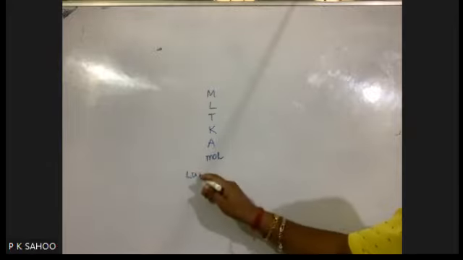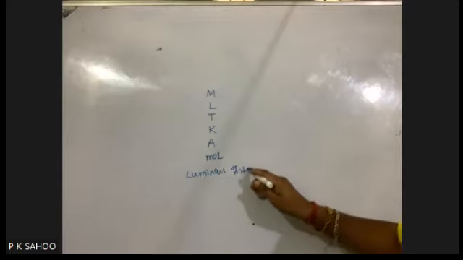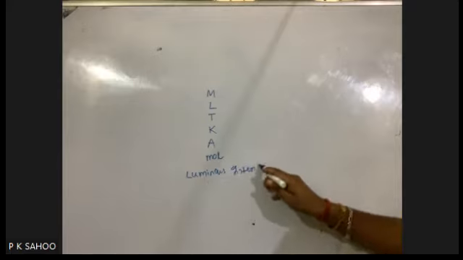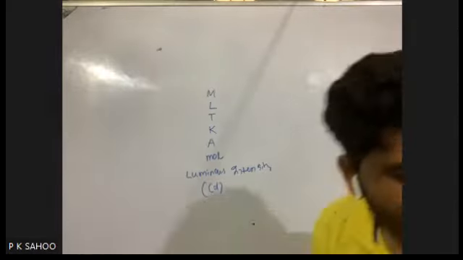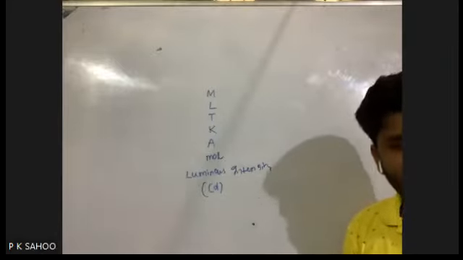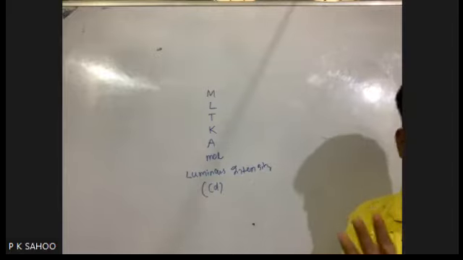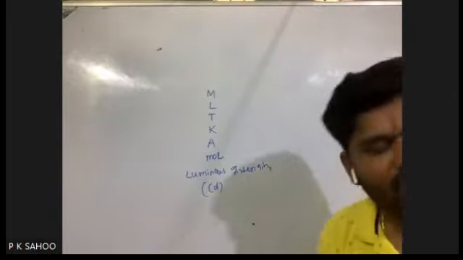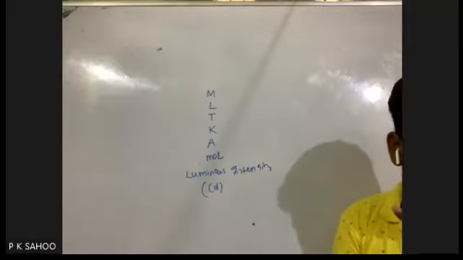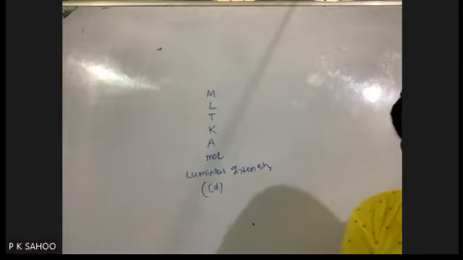And luminous intensity, its SI unit is candela, cd. Okay, so these are the 7 fundamental quantities, and you should have the idea about them. All of you have to remember them. You have to mug up, otherwise we can't understand what is dimension. Is it clear? I hope all of you remember the 7 fundamental quantities now.